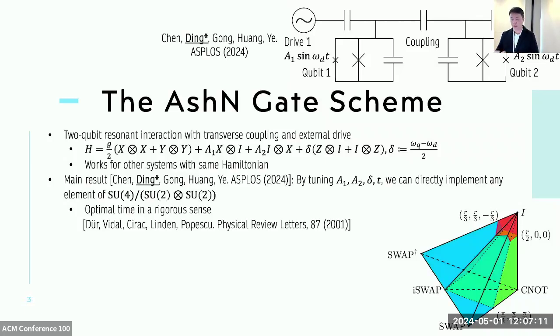There's a lower bound proof from 2001 saying that if you have a target 2-qubit gate and a given 2-qubit Hamiltonian, there's a lower bound on how long you have to evolve that 2-qubit Hamiltonian to get to that target gate.